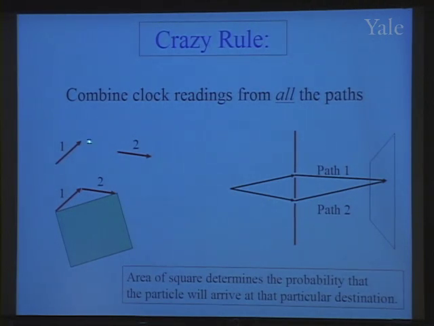You take the little arrow that represents the second hand on the clock from the first path, and the second one, and you add them together like vectors. For those of you that know what those are, you just put the tail of one on the head of the other. And then you draw a line from the beginning of the first one to the end of the second one, and then you make that into a square. And the area of that square, when it's big, tells you there's a big chance that the particle will have taken those paths and landed at that place. And when it's small, then there's not much probability that that will happen. So the area of the square determines the likelihood that the particle will arrive at this particular random destination.